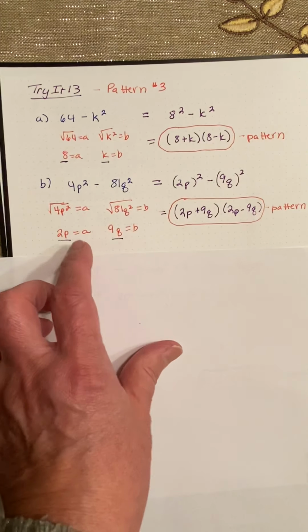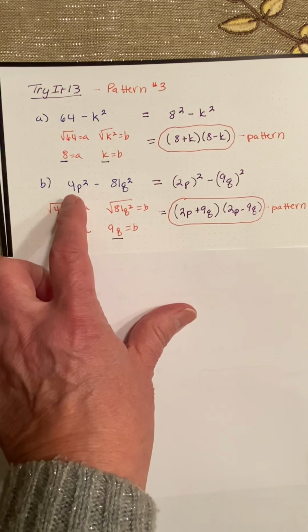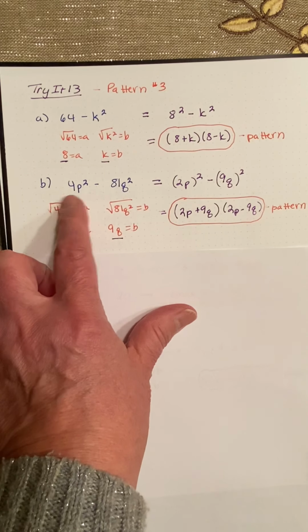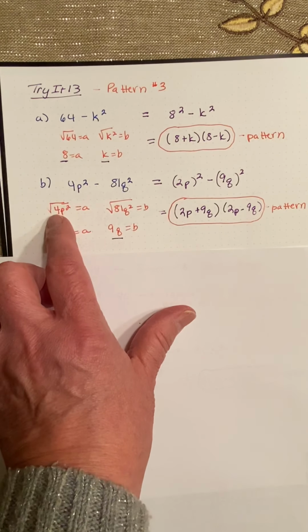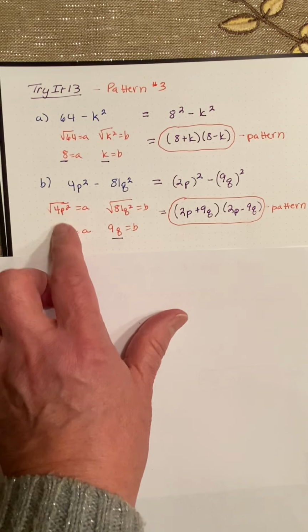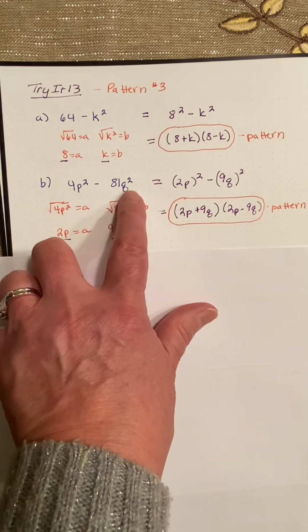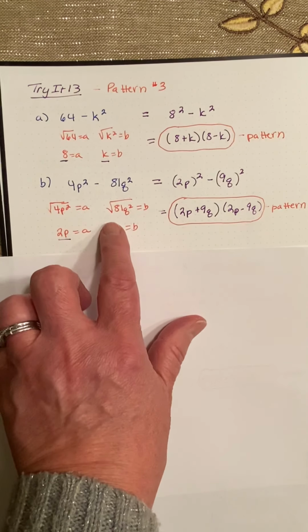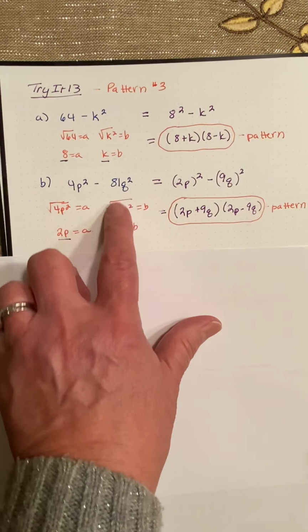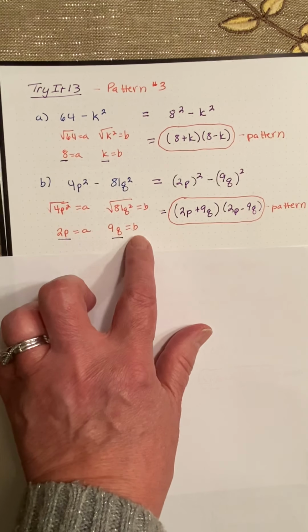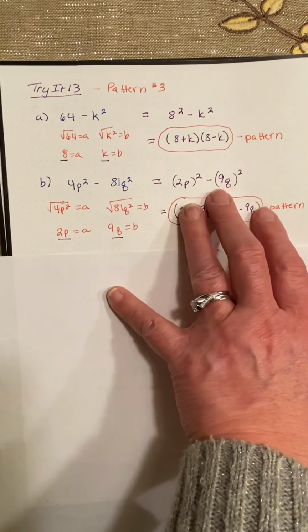Same thing in letter B, just gets a little more layered. So I find the square root of 4p squared. Square root of 4 is 2, square root of p squared is p. So 2p is a. Square root of 81q squared. Square root of 81 is 9. Square root of q squared is q. So 9q is b. So I write it in this form.